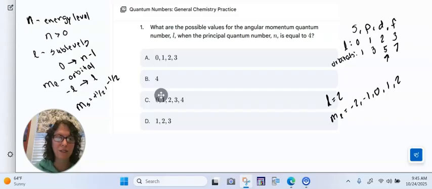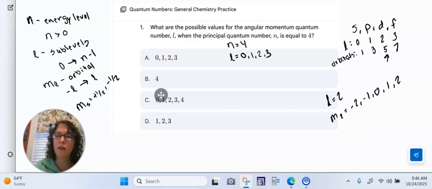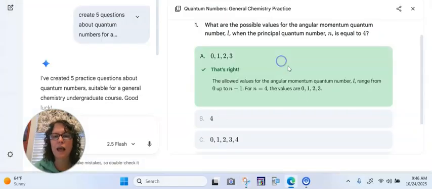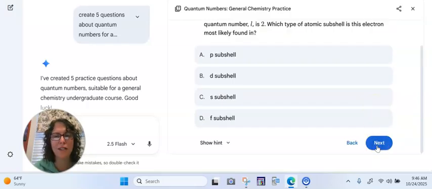We're going to apply that to these questions. For the first one, it says, what are the possible values for the angular momentum quantum number, which is l, when the principal quantum number is equal to 4? If n is equal to 4, the allowed values for l are from 0 up to n minus 1, so 0, 1, 2, and 3. We had to stop at n minus 1. My answer is 0, 1, 2, and 3, which is A. Let me jump back over here and click A. Hey, that's right. Yay. Then we hit next.